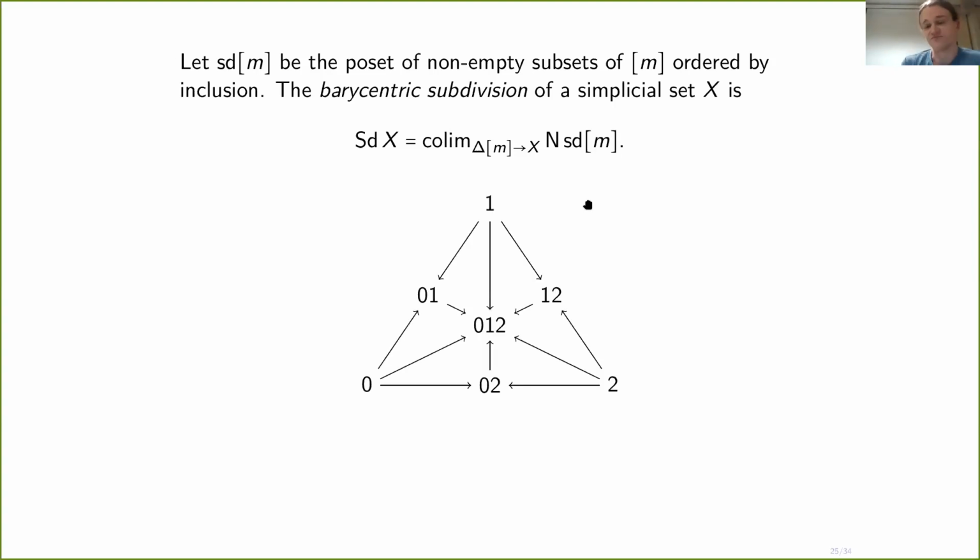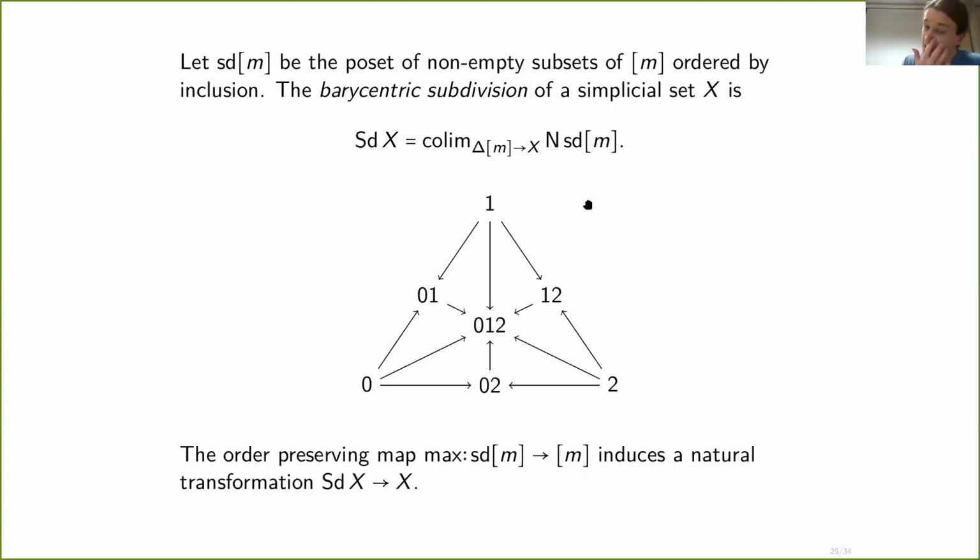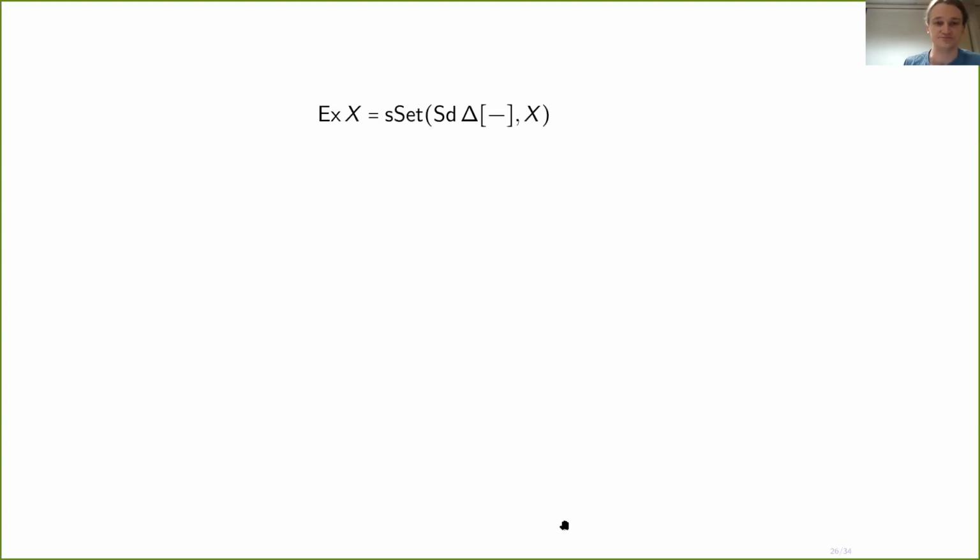And for example, the picture for delta 2 looks like this. That's what you would think of as a barycentric subdivision. So you basically replace every simplex in your simplicial set by a picture like this. And there's an order preserving map which takes every subset to its maximum, and that induces a natural transformation from the subdivision back to the original set X.